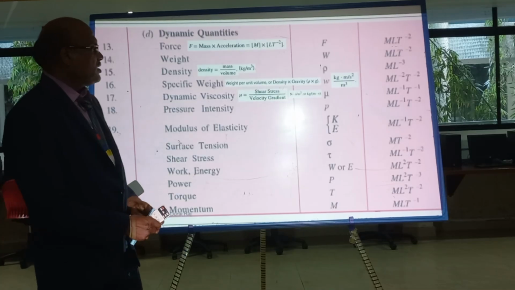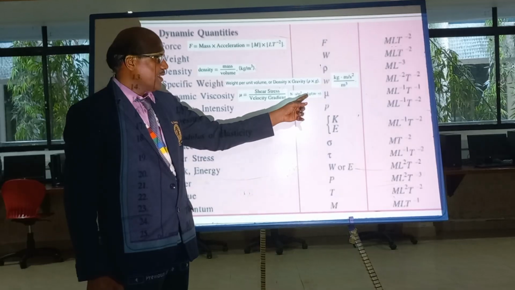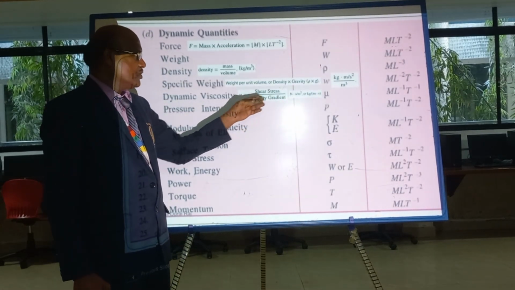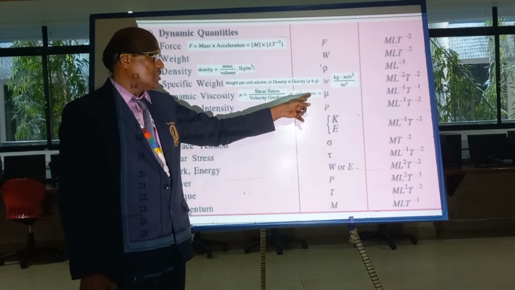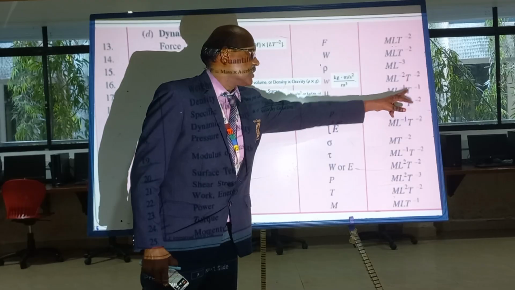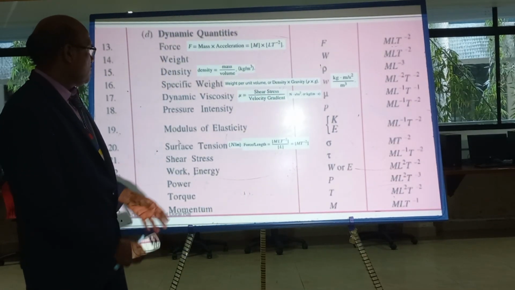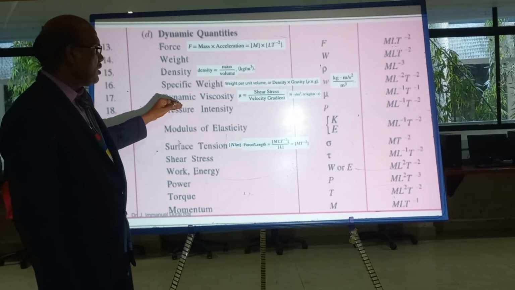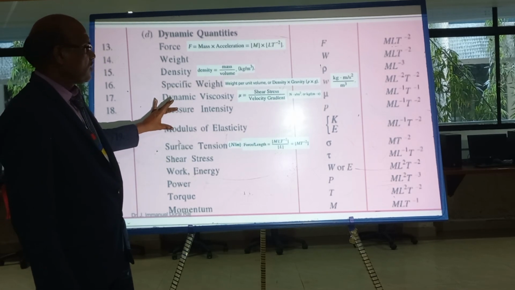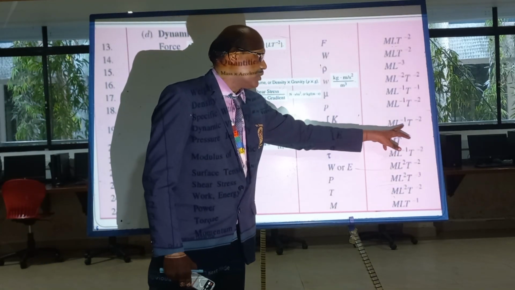So dynamic viscosity, you take it as Newton second per meter square, or simply you can remember it as kg per meter second. This will be somewhat easy to remember. Actually, the unit is Newton second per meter square, or kg per meter second. Kg is M, meter is L, per second T, kg per meter second. That is dynamic viscosity. Similarly, pressure and modulus are all Newton per meter square. So M L power minus 1 T power minus 2.